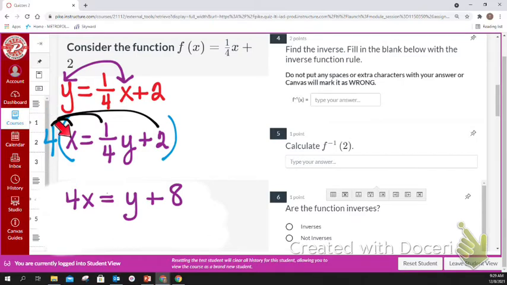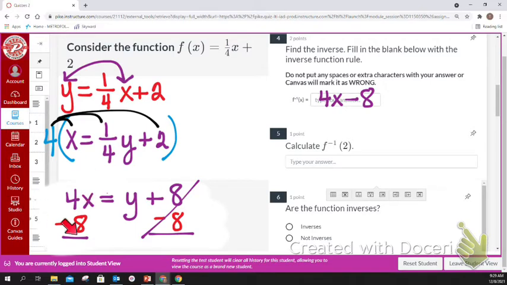Because 4 times x is 4x. When you multiply by the denominator, it just clears out the denominator. So this becomes 1y, and then 4 times 2 is 8. So your last step is to subtract the 8 from both sides. So my inverse is 4x minus 8. That's what you would type in right there.